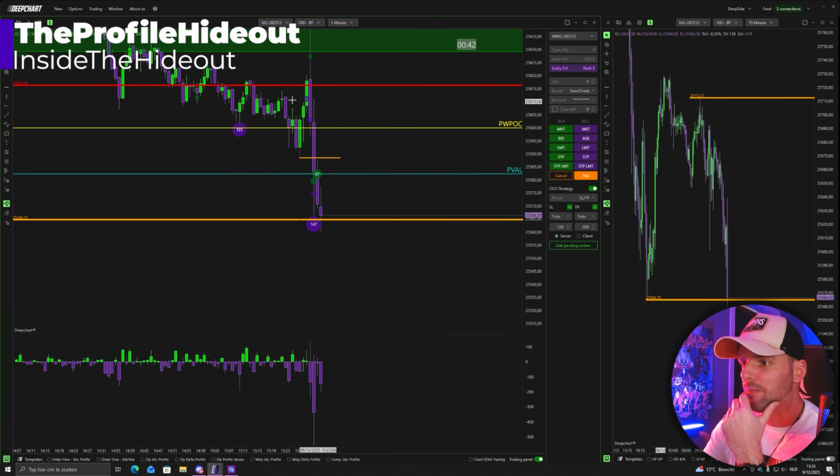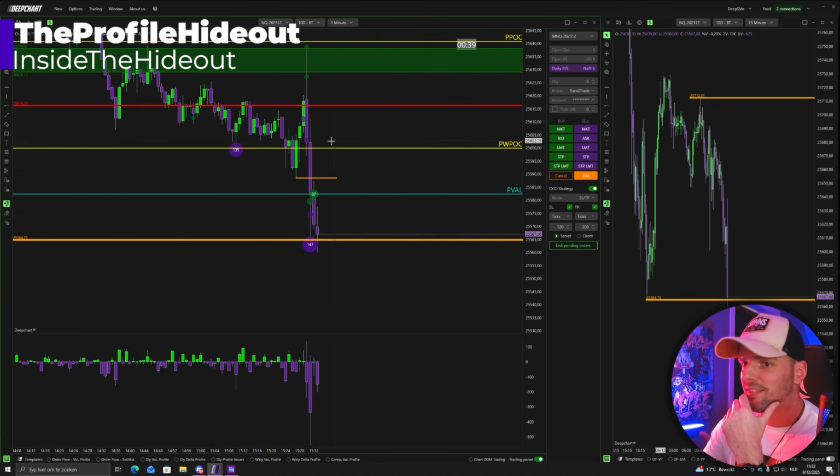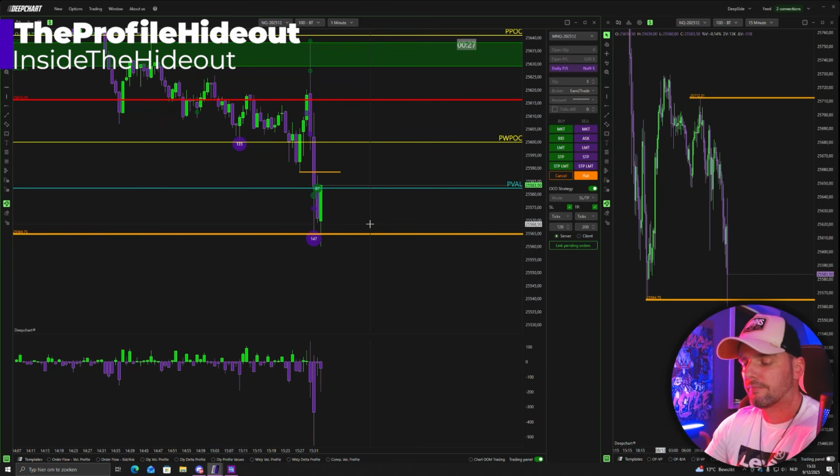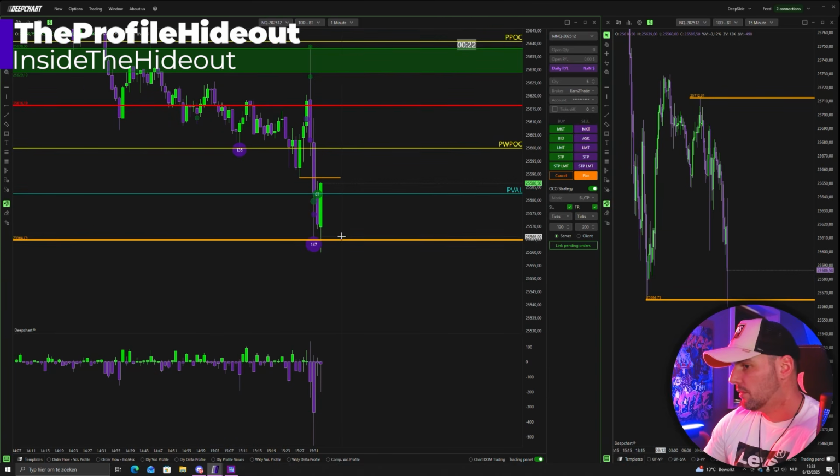Kind of was a beautiful setup on the open. Don't think my 30-point stop would survive this. Not too bad, not too bad. But at this point, price is bouncing from that low. I think that was yesterday's low too.